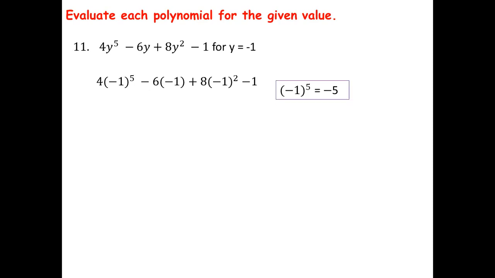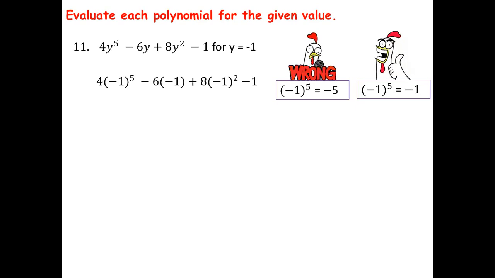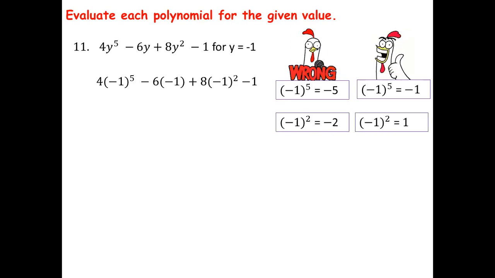So -1 to the power of 5 is not -5. Please do not make this mistake. It's not -1 multiplied by 5. It's -1 being multiplied 5 times. So if you multiply -1 5 times, that's going to give you again a -1. It will never give you a -5. Okay, then here -1 square. Now -1 square is again not -2. It will be +1, because -1 multiplied by -1 will give you 1 only.